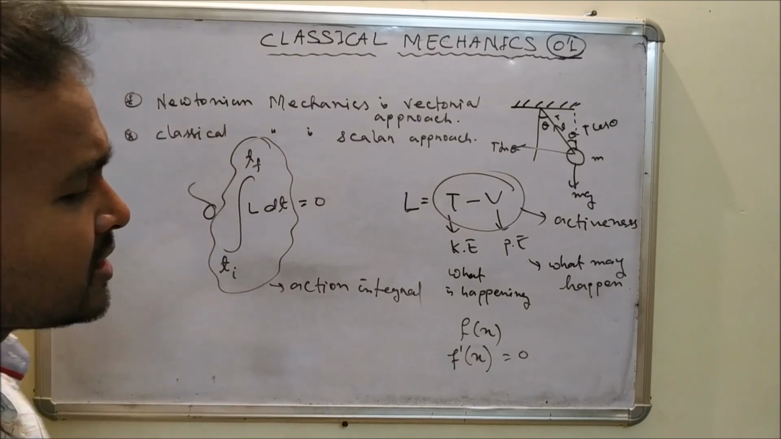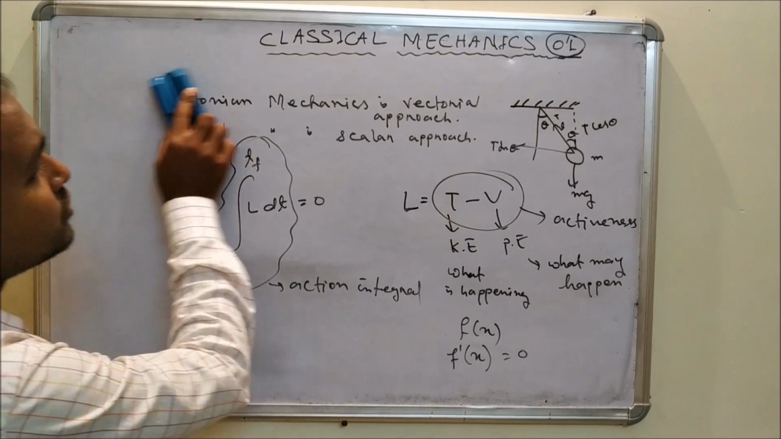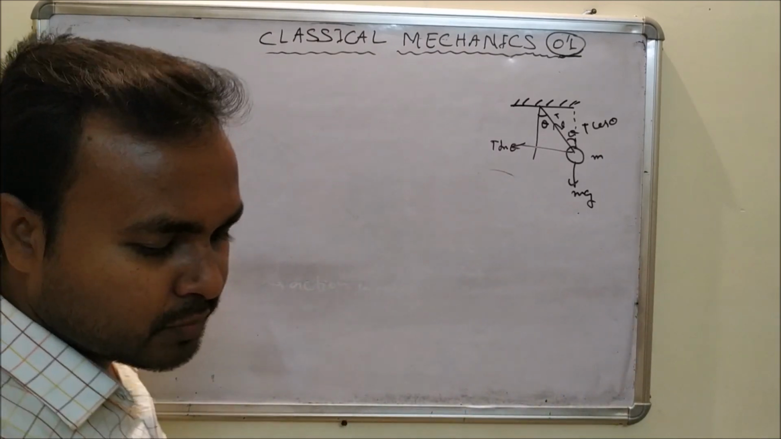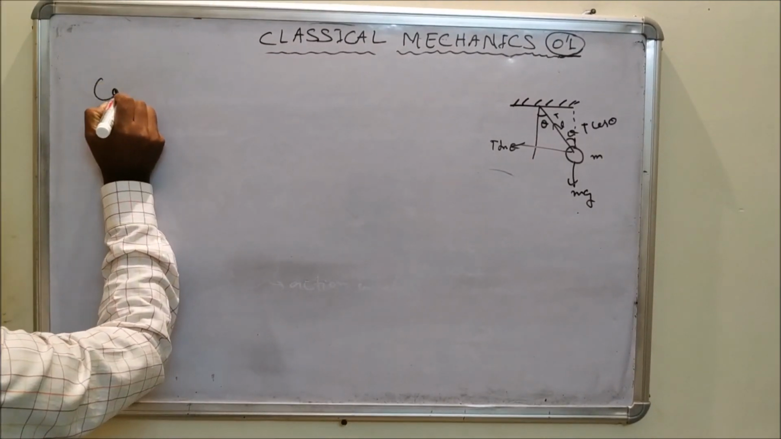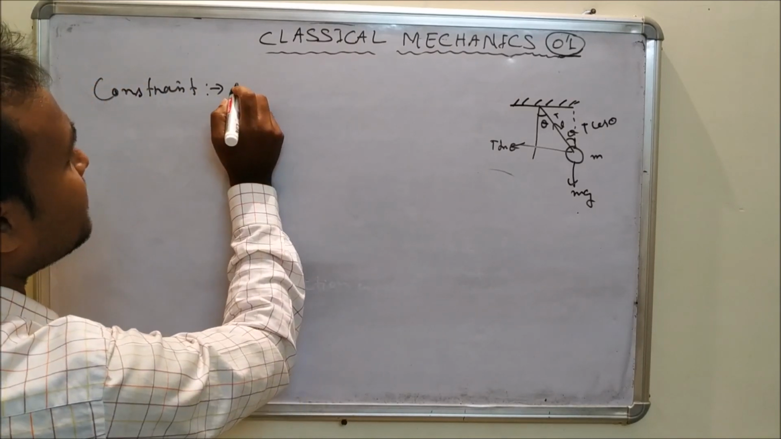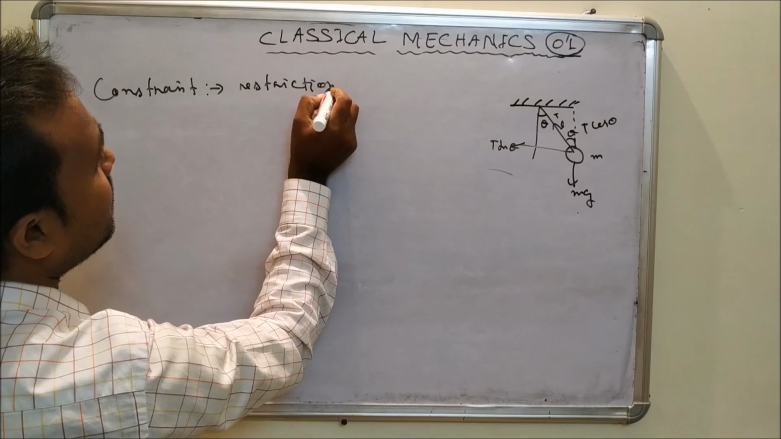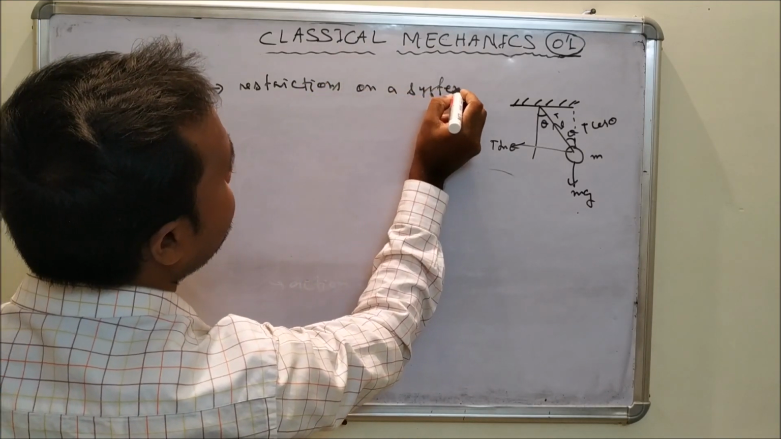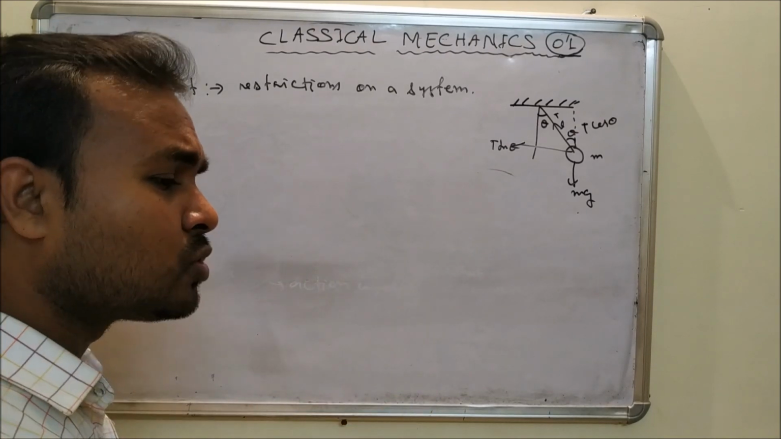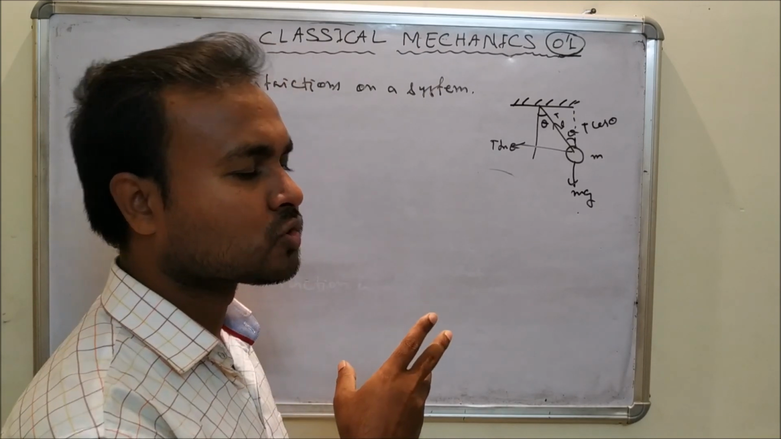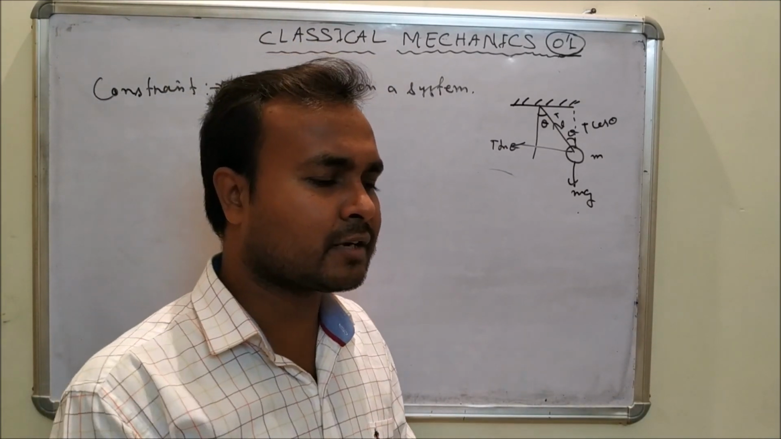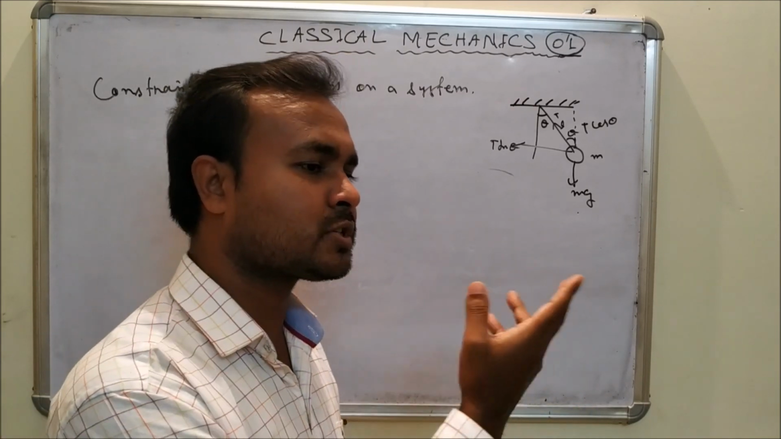Now before starting the Lagrangian formulation, some terminologies we have to know. Those terminologies are like constraint, right? What do you mean by constraint? A constraint means a restriction imposed on a system. You can impose some restrictions on a system. Once you solve the problem, you have to take care of those restrictions also. A simple example: if you want to go somewhere, you cannot go randomly; there must be some restrictions that we have to follow to reach our final destination, right?